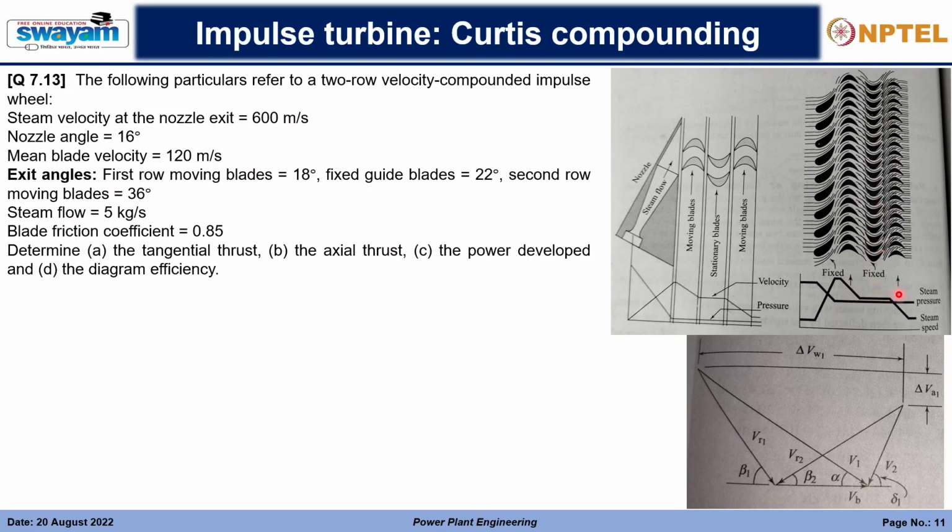Okay, it will remain constant, but again it is moving into the moving blade section, so again the steam speed will decrease, but the steam pressure is remaining constant. So this is the concept of a Curtis compounding or velocity compounded impulse wheel.